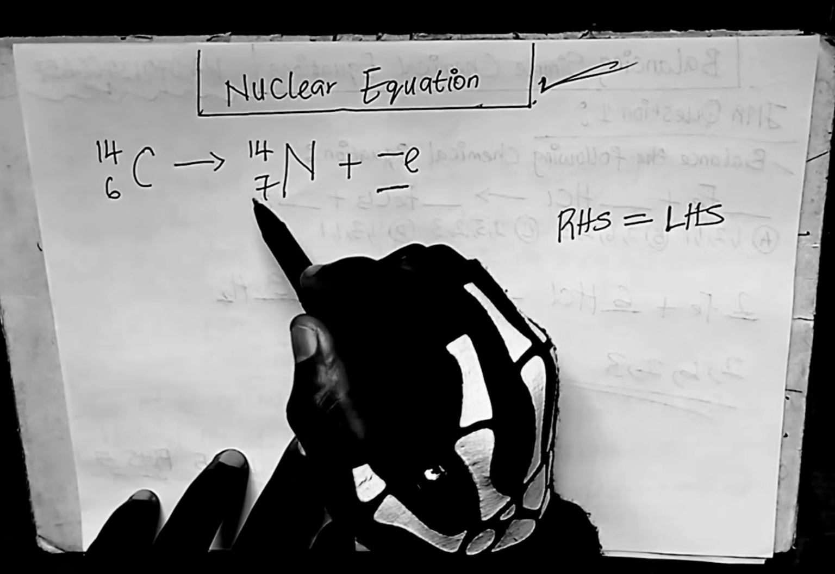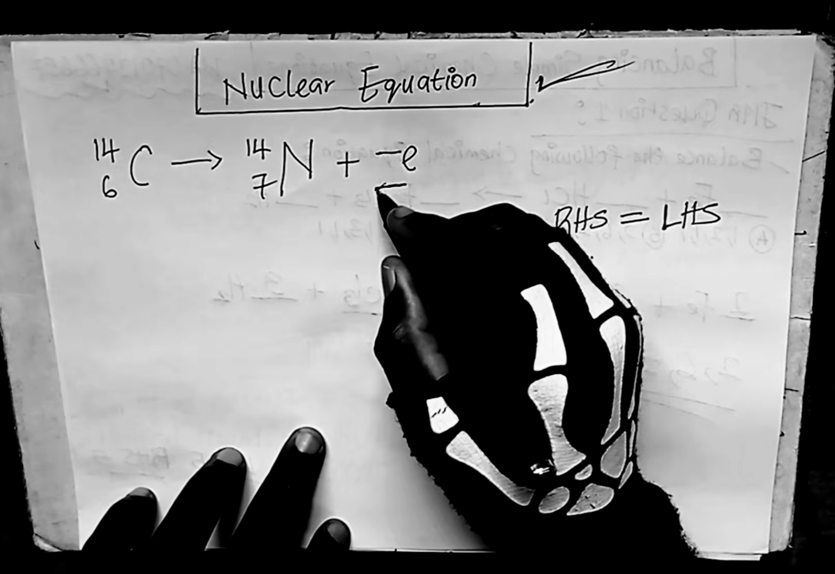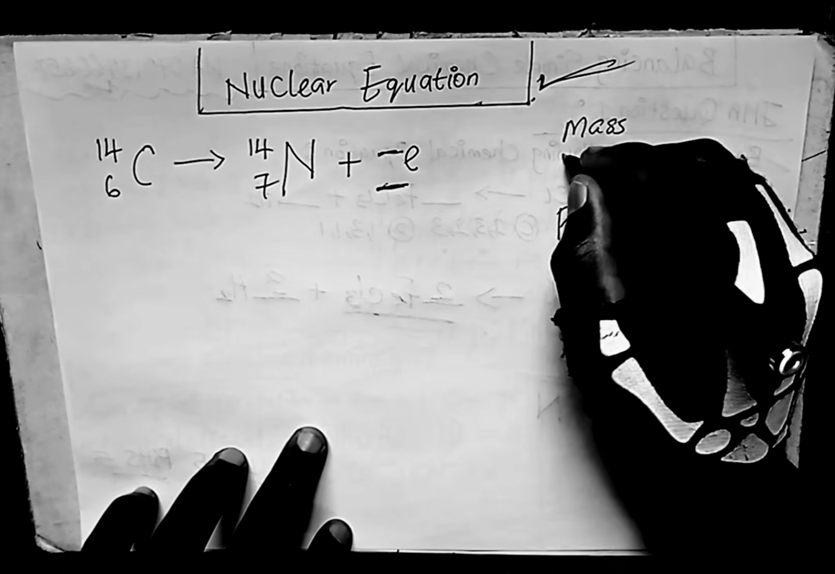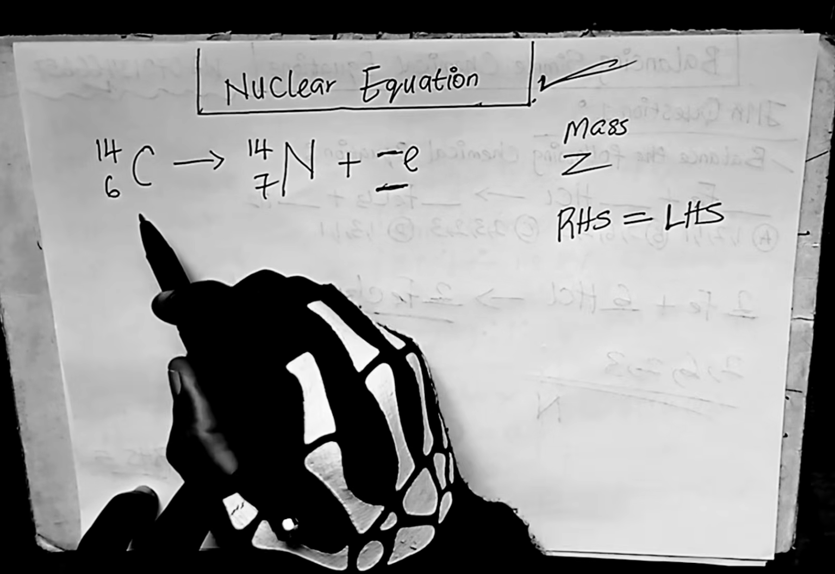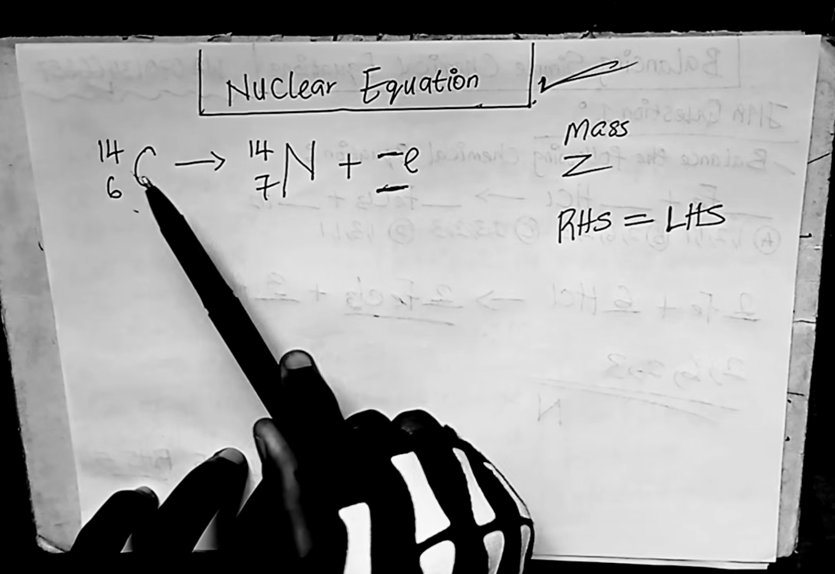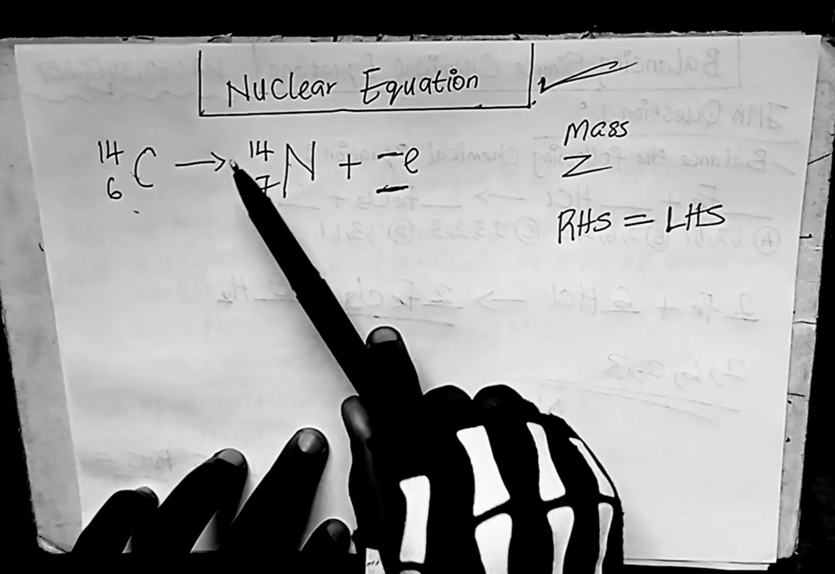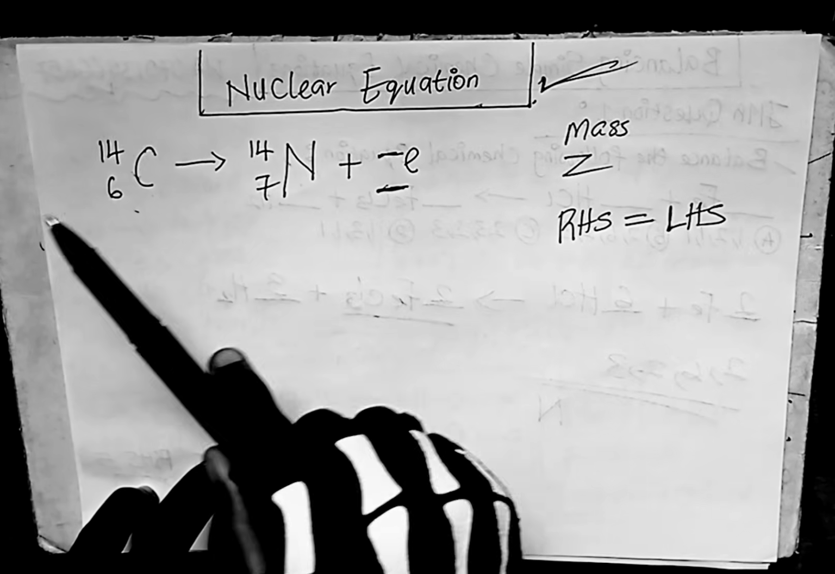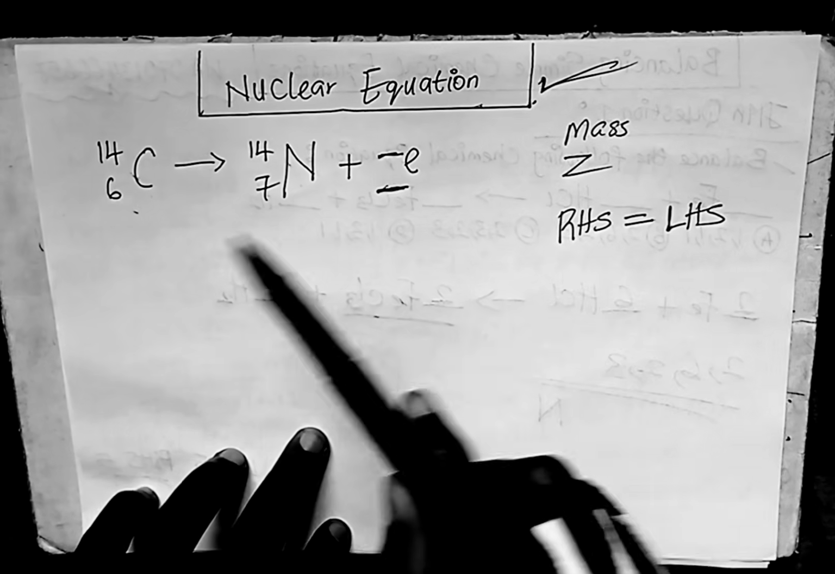Here that we have a nuclear equation, we have mass number and atomic number, Z. So balancing this equation is easy. Ensure that the mass number on the left side of the equation balances with the mass number on the right side. Also ensure that the atomic number on the left side balances with the atomic number on the right side. As easy as that.